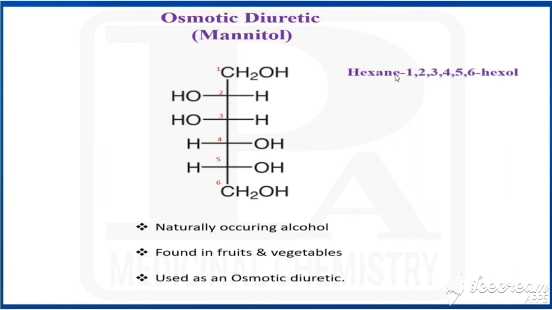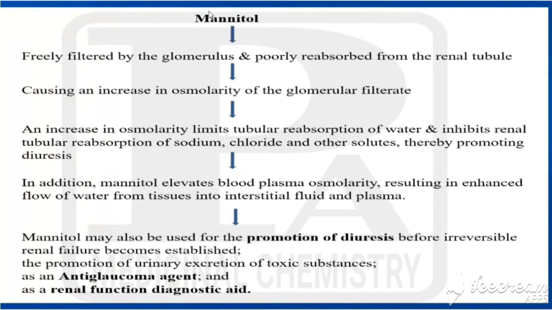So what is the chemical name? Hexane-1,2,3,4,5,6-hexol. It is a naturally occurring alcohol, found in fruits and vegetables, and used as an osmotic diuretic. Mannitol is freely filtered by the glomerulus and poorly absorbed from the renal tubule, causing an increase in osmolarity of the glomerular filtrate. The increase in osmolarity limits tubular reabsorption of water and inhibits renal tubular reabsorption of sodium, chloride and other solutes. So it promotes diuresis.